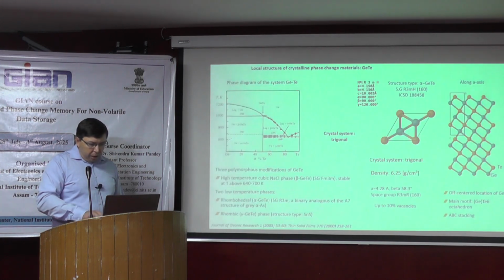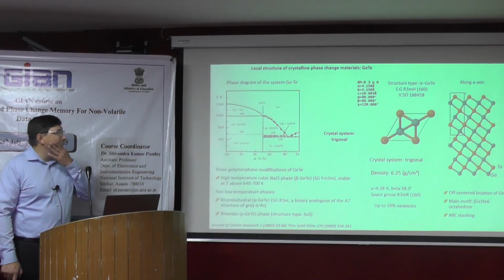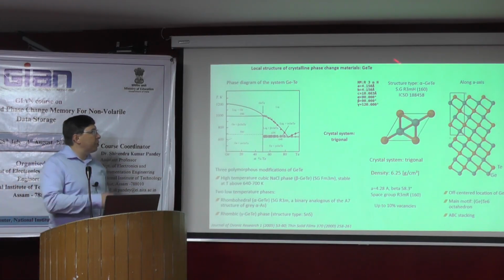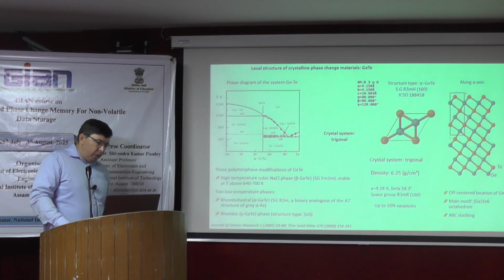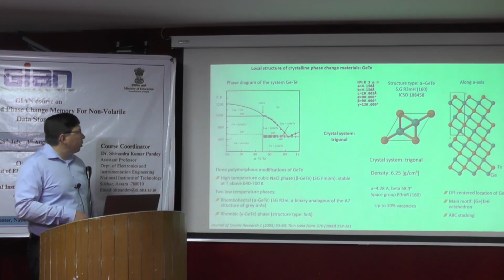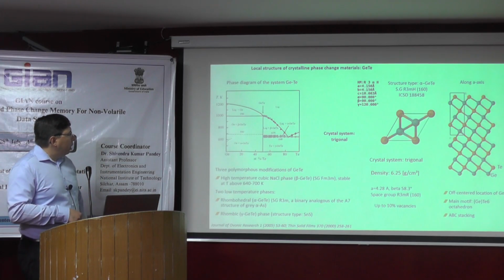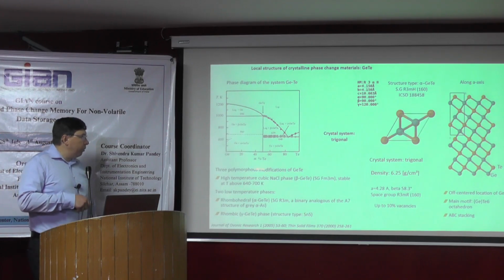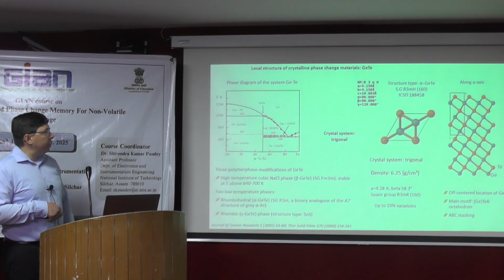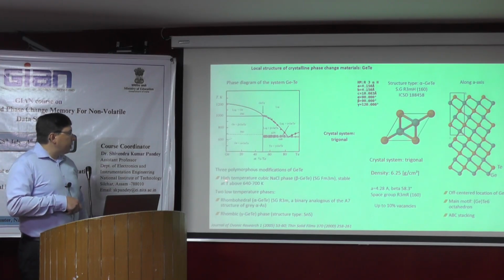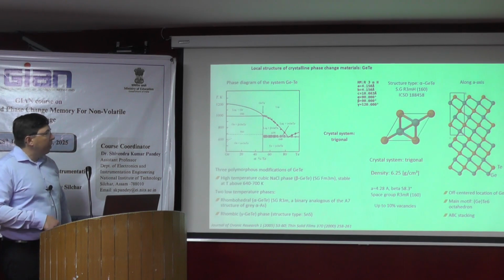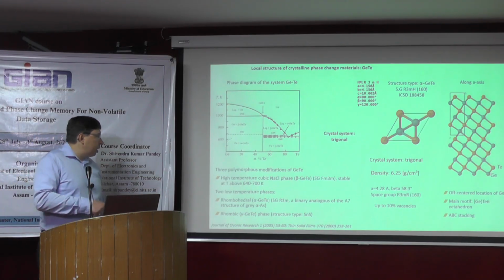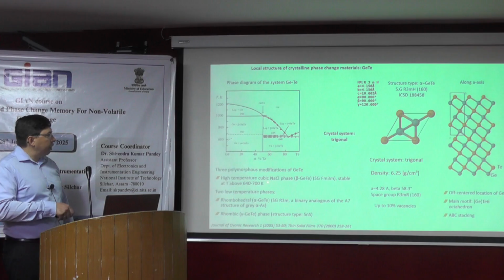Now let me consider the local structure of another phase change material. This is germanium telluride. It contains fewer vacancies, as you know, but according to this phase diagram, it contains different polymorphic modifications. Like there exists the high temperature cubic phase, beta phase, crystallizing in this Fm-3m space group. It's stable above 640 K.